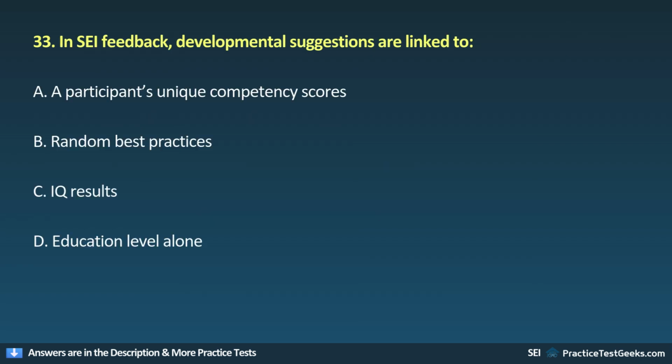33. In SEI feedback, developmental suggestions are linked to: A. A participant's unique competency scores. B. Random best practices. C. IQ results. D. Education level alone.